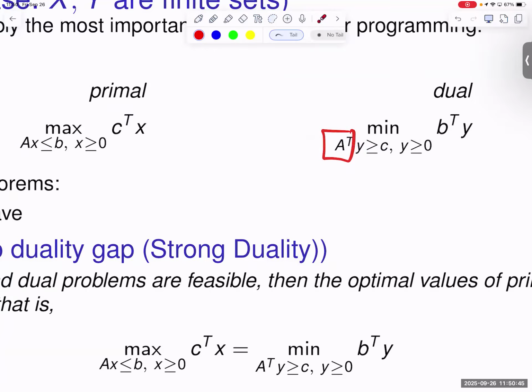Okay, you keep the non-negativity in the dual problem for the decision variables, but for this part, the less than or equal inequality now becomes, in the dual problem, a greater than or equal to inequality. So things are similar but kind of the opposite.